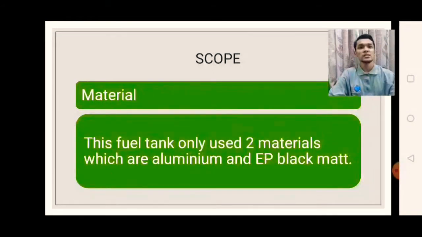So next, the material in this project. In this project, it has 2 materials, which are aluminium and EP black matte. EP black matte is the name of the coating powder.